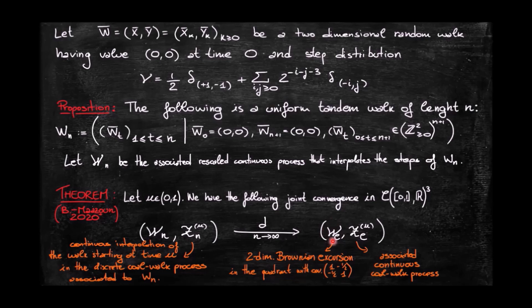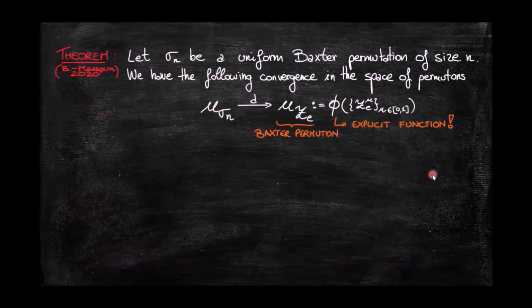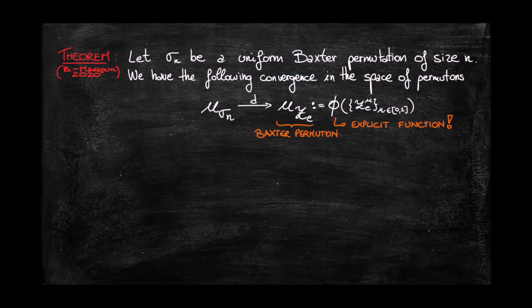Building on this result, what we can show is the following. If sigma n is a uniform Baxter permutation of size n, then we can show convergence in distribution of the associated permuton to a permuton that we call the Baxter permuton. And this Baxter permuton is explicitly constructed from the Coalescent-Walk process driven by the Brownian excursion that we saw in the previous theorem.